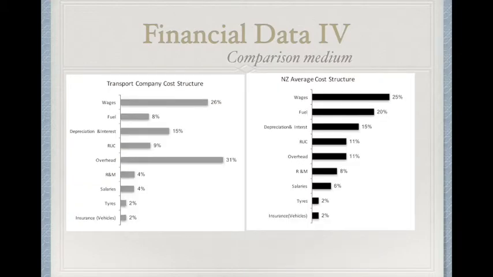One of the comparison mediums in the financial data is when you'd like to see your company's cost structure versus the industry average. You can see here, in one of the transport companies, it's easy to see each cost element versus the industry standard, and you can see this company suffering from the overhead percentage.